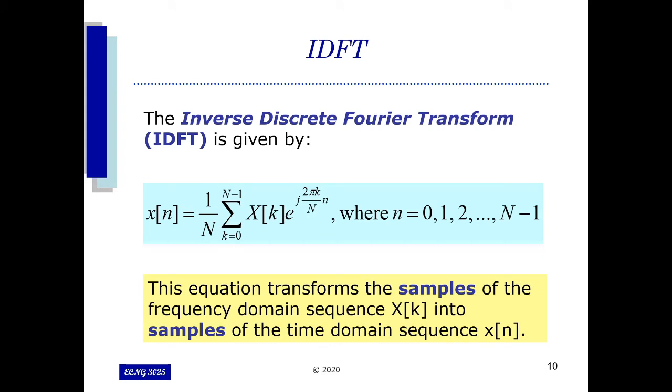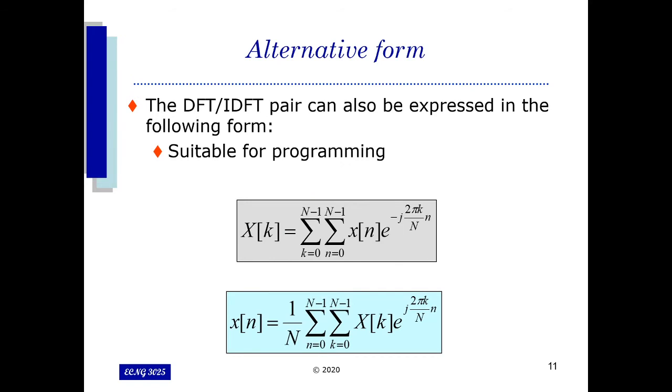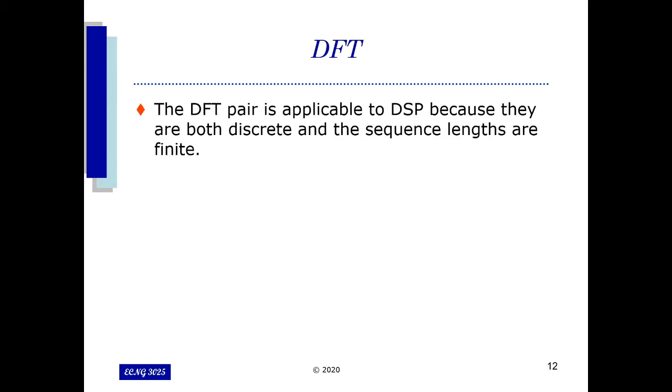Now the nice thing about this is that because we limit the samples, the DFT and the IDFT pair is suitable for programming. The reason is that these summation series each represent a loop. So this could be the first loop and this could be the second loop, which will be inside the first loop. Similarly for the IDFT, the same concept applies. So these pairs for the DFT are applicable because they are discrete and we have finite sequence lengths.